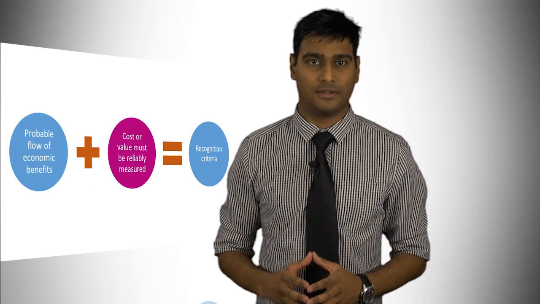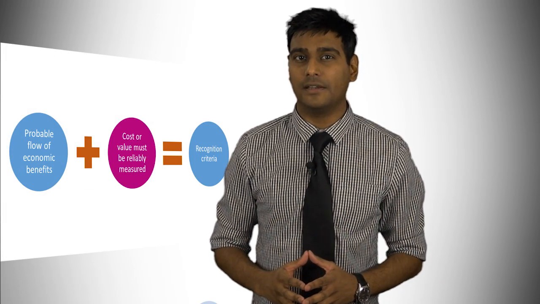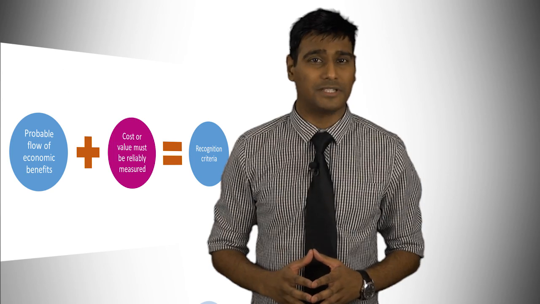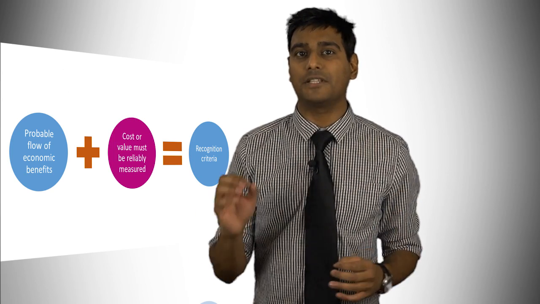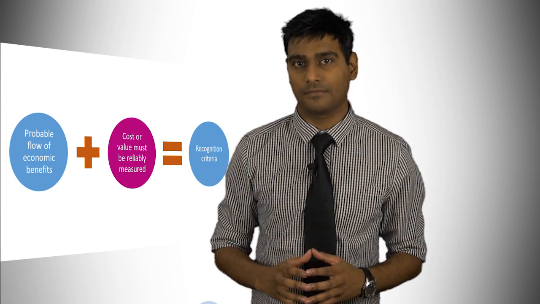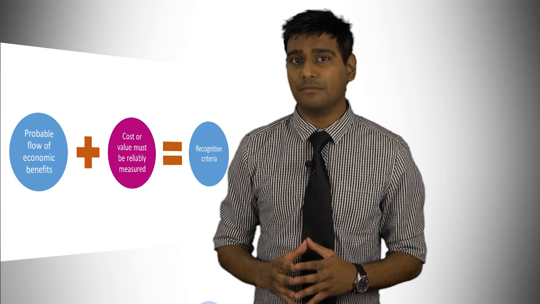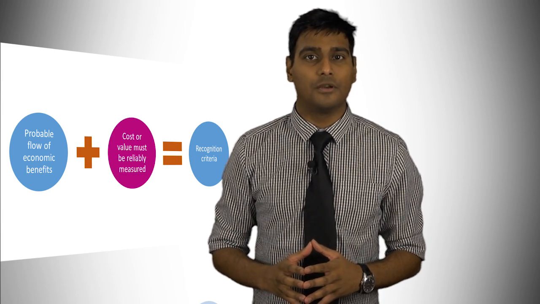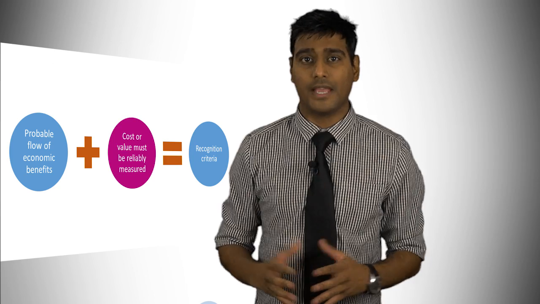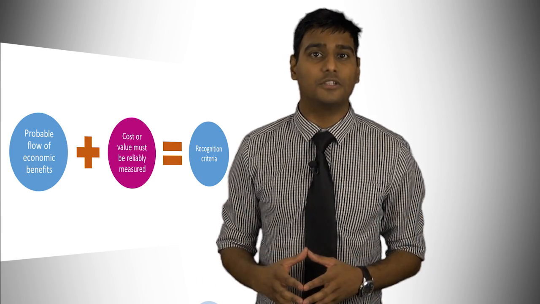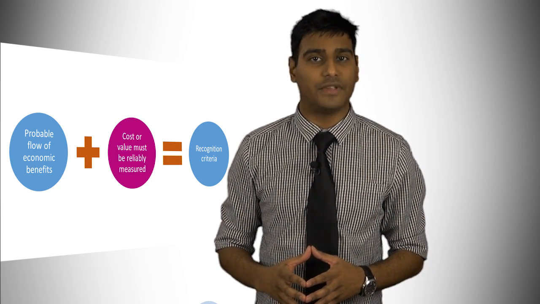The second requirement is that the cost or value can be reliably measured. Reliable does not necessarily mean that the exact cost or value must be known. It simply means that there must be a high degree of certainty. For example, reasonable estimates that are considered reliable would satisfy this criterion. As with the probability criterion, this one also requires the application of professional judgment.